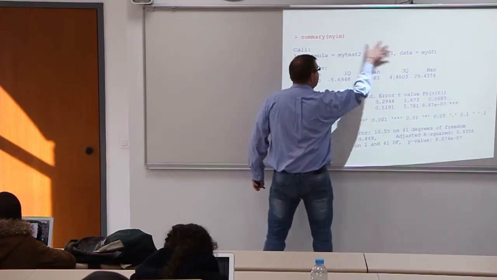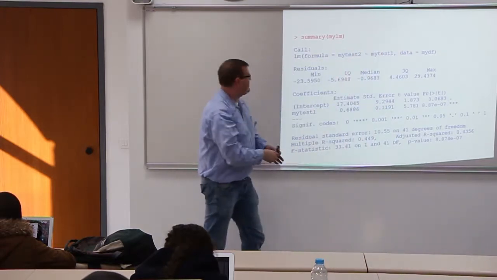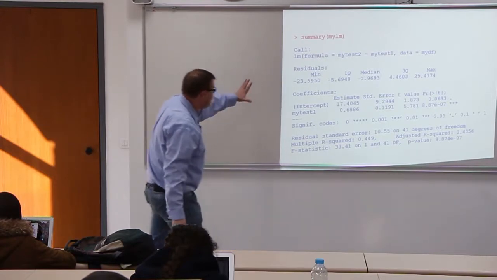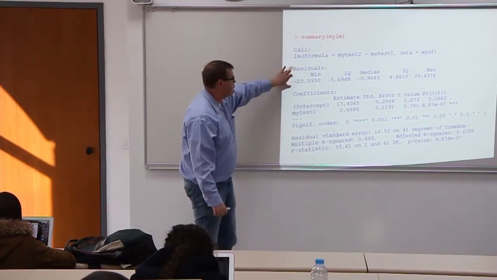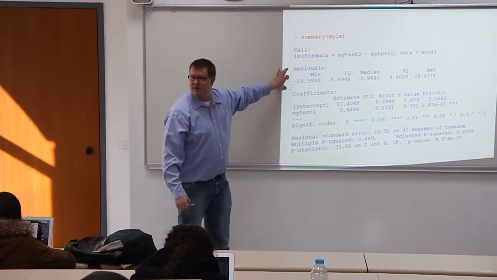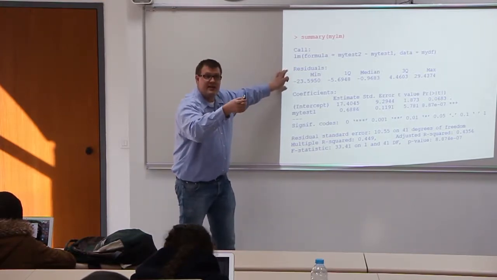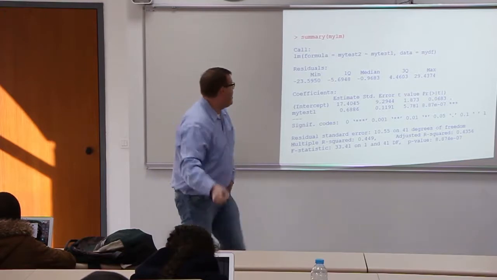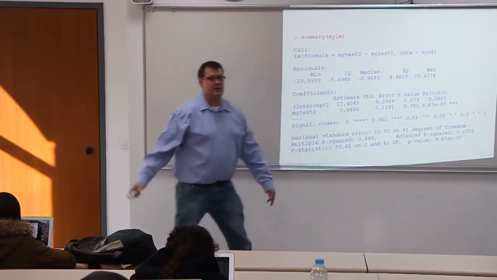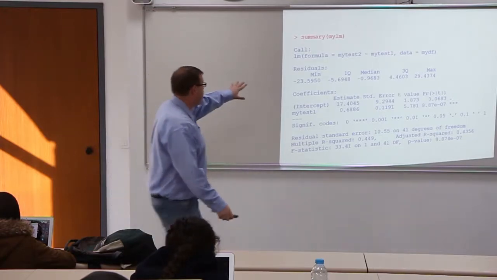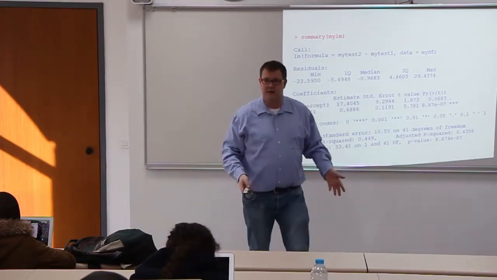So this is just the formula that we said. This is the model that we are trying to estimate test 2 from. And what do we see? This first thing is residuals. We've talked about residuals before. This is the error. This is what is left over after you make your predictions about test 2 from test 1. And it also gives you a breakdown of the errors.